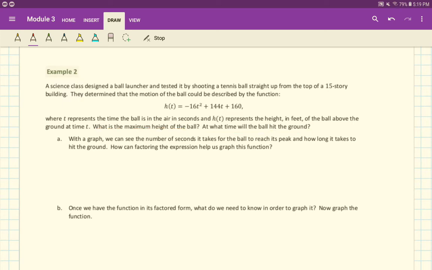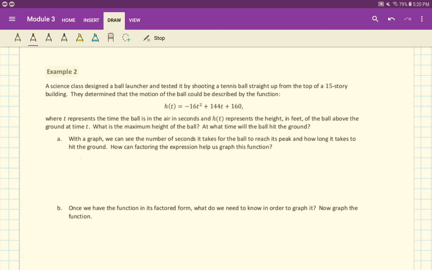We're not asked to graph here necessarily, but we want to try to answer these questions. With a graph, we can see the number of seconds it takes for the ball to reach its peak and how long it takes to hit the ground. How can factoring the expression help us graph this function? Well, what does factoring give us? Factoring gives us the factors of this quadratic function, which we can then use to find the zeros.